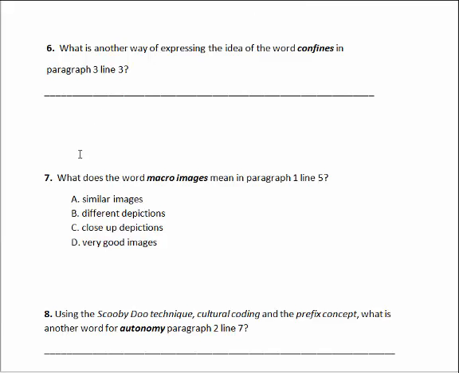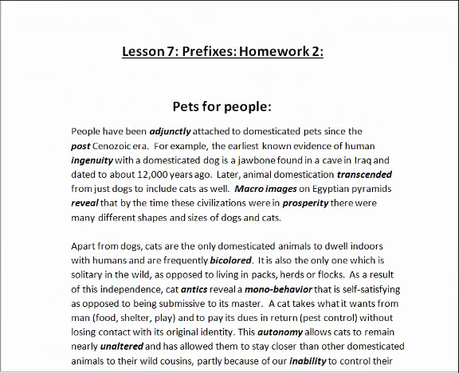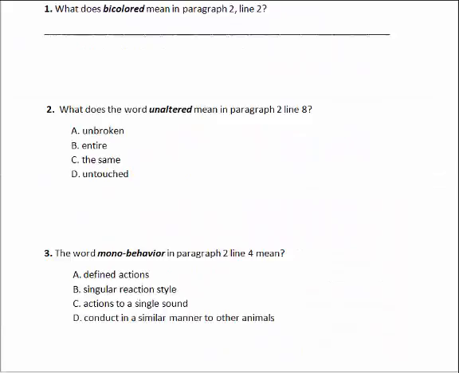Let's take a look at the next problem. It's problem number 7 here. What does the word macro images mean in paragraph 1, line 5? Well, macro means large. Micro, small, macro, large. So we have large images, paragraph 1, line 5. Let's go ahead and take a look and see from the surrounding area. Macro images. Later, animals domesticated, transcended, the dogs and the cats. Well, macro images on the pyramid walls. So we've got these macro images. They're big images or blown up images or something like that.